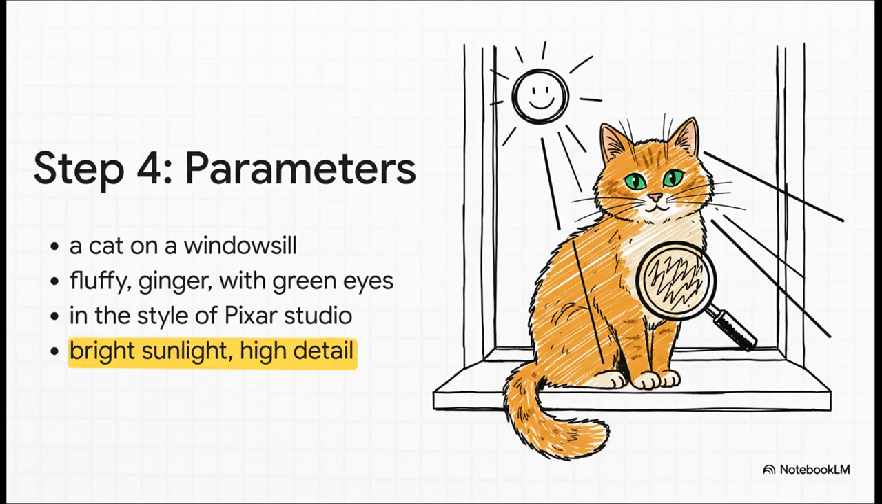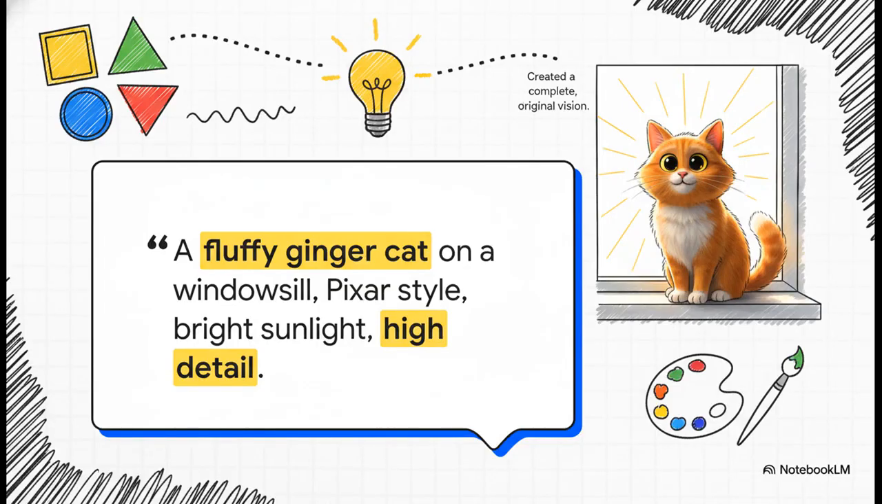You're in charge of the lighting, the camera angle, the level of detail. Let's throw in bright sunlight to really set the mood, and high detail to make sure the final image is super sharp and clear. And here it is, our final prompt. By combining all four parts, we've created a complete, detailed instruction. This one sentence gives the AI everything it needs to generate an image that's incredibly close to what we first imagined. We literally went from a cat to a piece of art.